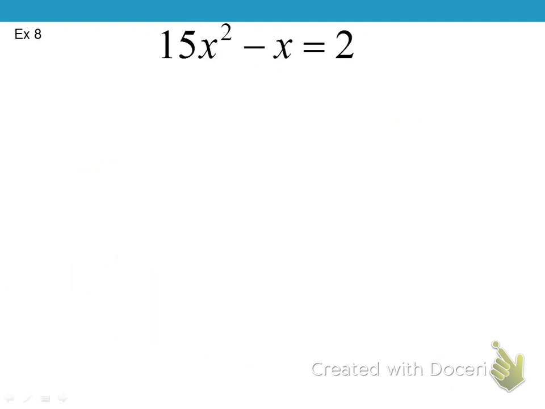All right, here's the last factoring example, and then we're going to go to the next page. Well, we're doing 2 sections today.